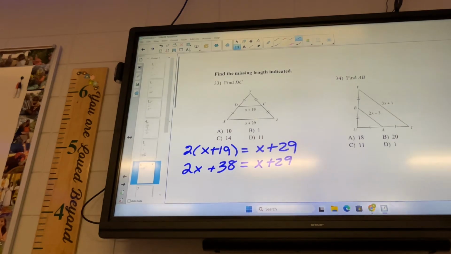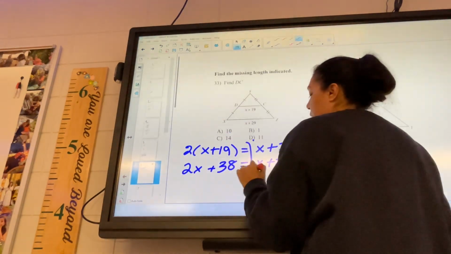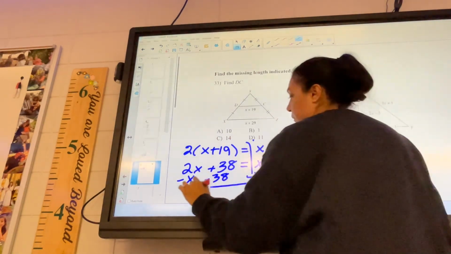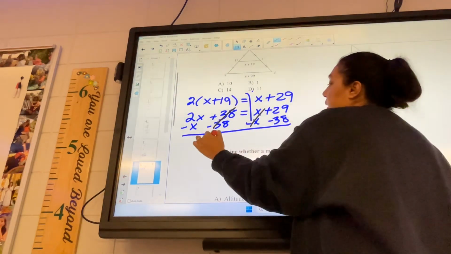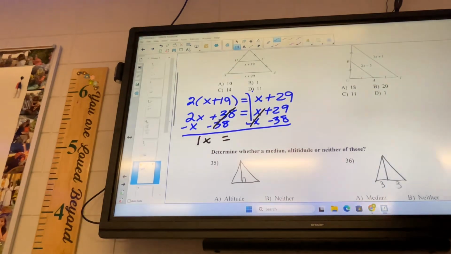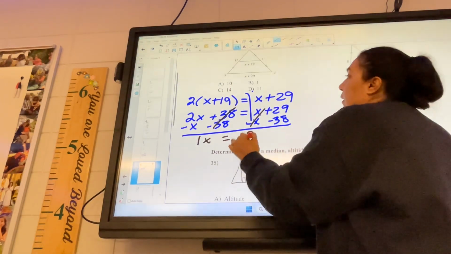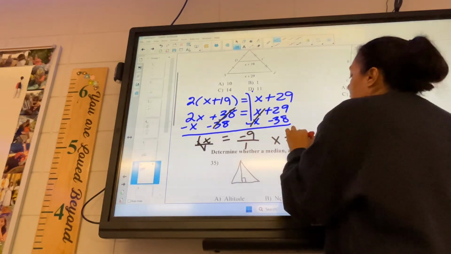Okay, and then we're gonna move our letters to the left, numbers to the right. Who needs moved? The x. Who else needs moved? The 38. Okay, so our 38s can cross out, and so we get 1x. What is 29 minus 38? Is it 9? No. Negative 9. So I get x equals negative 9.